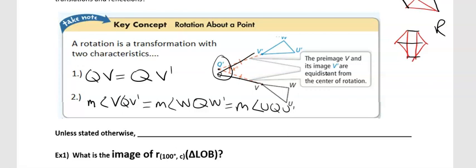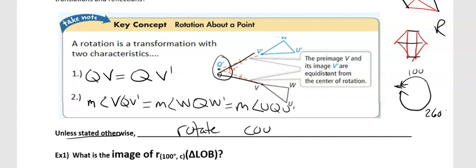a rotation. Now, whenever you're talking about a rotation, you need to figure out which direction we're going to do by default. Because let's say I went 100 degrees in this direction, that is the same as 260 degrees in that direction. So going to here, we need to know, is that 100 degrees or is that 260? So unless otherwise stated, rotate counterclockwise. Anybody have any questions on that?